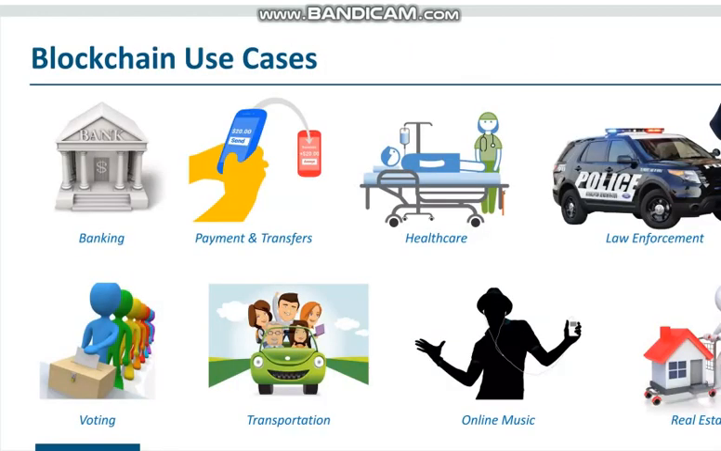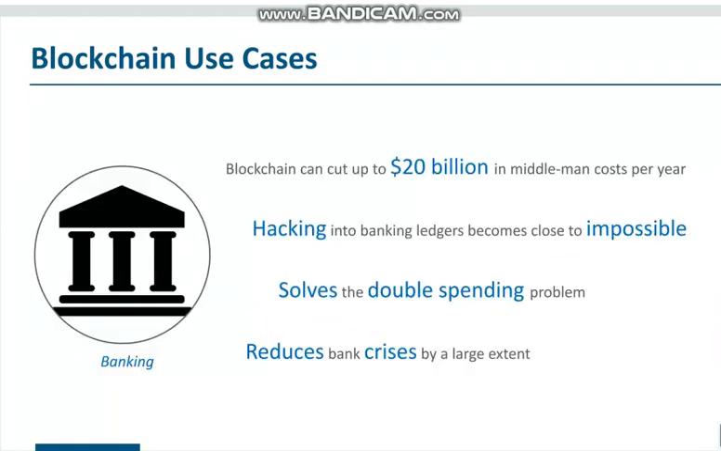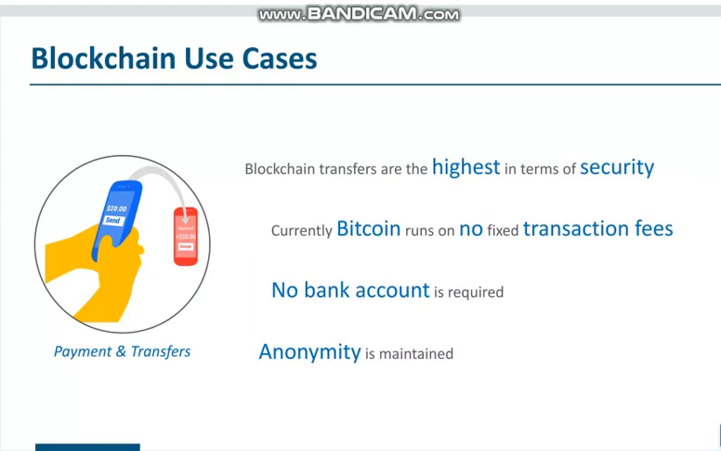Blockchain use cases: banking, payment and transfers, healthcare, law enforcement, voting, transportation, online music, real estate. Blockchain can cut up to $20 billion in middleman cost per day. Hacking into a banking ledger becomes close to impossible. Solves the double spending problem. Reduces bank crises to a large extent. Blockchain transfers are the highest in terms of security.